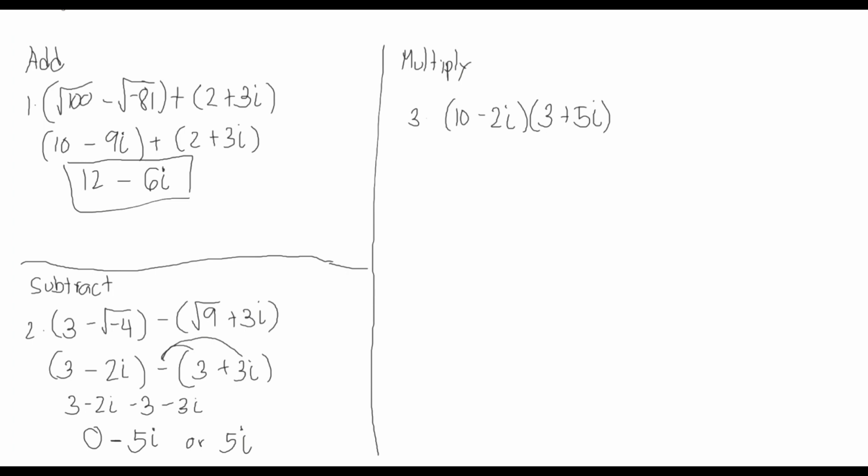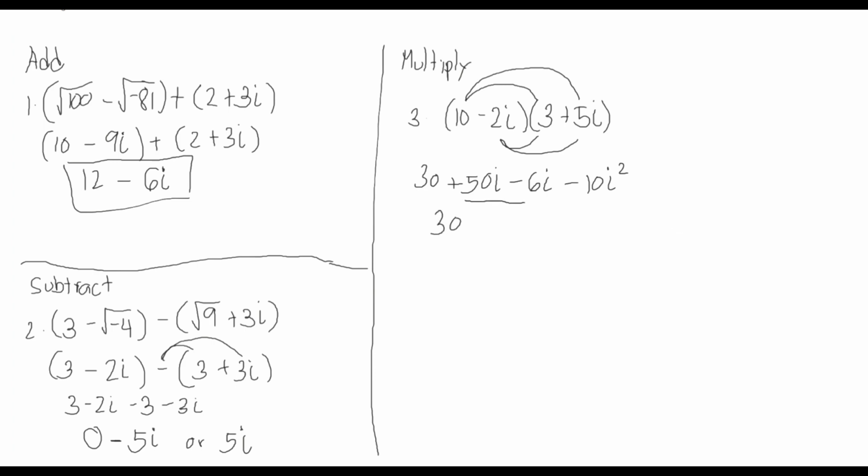Next, how do we multiply? We multiply complex numbers just like binomial, distribution or FOIL method. This is 10 times 3, that's 30. 10 times 5i, you have positive 50i. Negative 2i times 3, you have negative 6i. And negative 2i times 5i, you have negative 10i square.